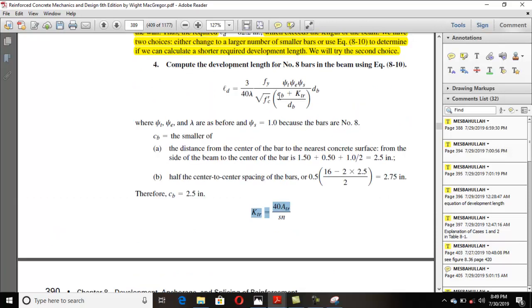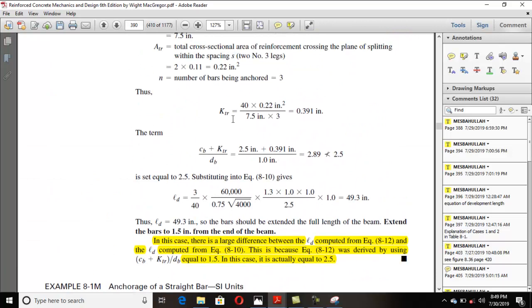Now you will put the values of KTR into this CB and DB. You will get the answer of this, and you have to check it. You also have to check the value of psi t into psi e, which must be less than 1.7. And you have to check the value of this portion also, CB plus KTR divided by DB, which must be less than 2.7. Clear? So let's see. KTR is 0.39 and CB is 2.89, which is not less than 2.5. So you have to take 2.5. You don't take 2.89, you will take 2.5.